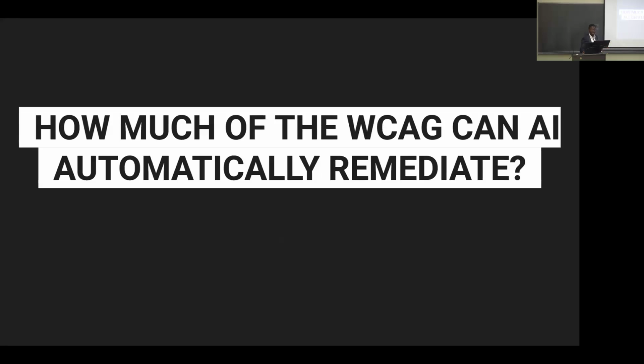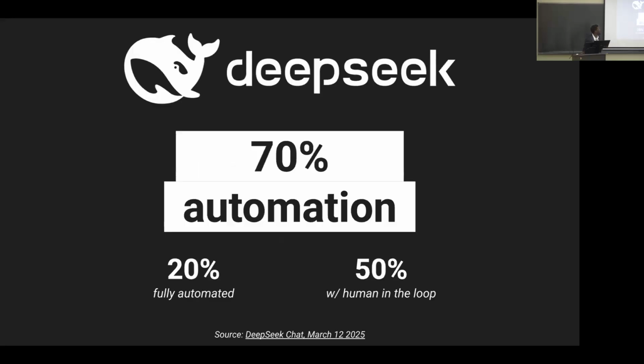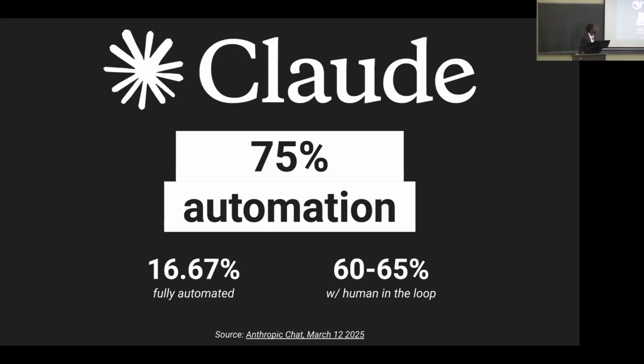So let's get to this question of how much WCAG AI can remediate. I was lazy and working as a cyborg, so I just asked my AI the question, and it gave me some answers. So first I asked DeepSeek, and it said 70% automation. This was in March of 2025. It said it believed that 20% could be fully automated, and 50% would have to have human in the loop. Human in the loop is defined as when AI spits out a result, the human has to approve or reject it, or tweak the result before they actually implement it. So that was DeepSeek's answer.